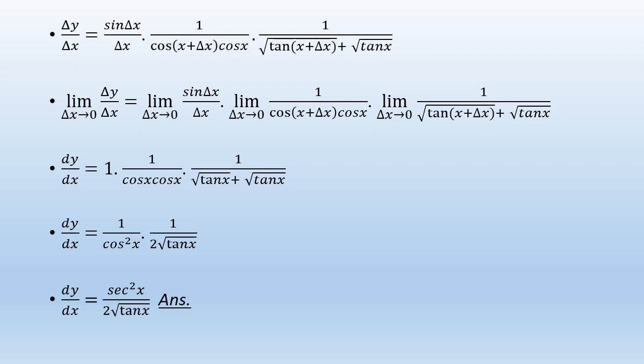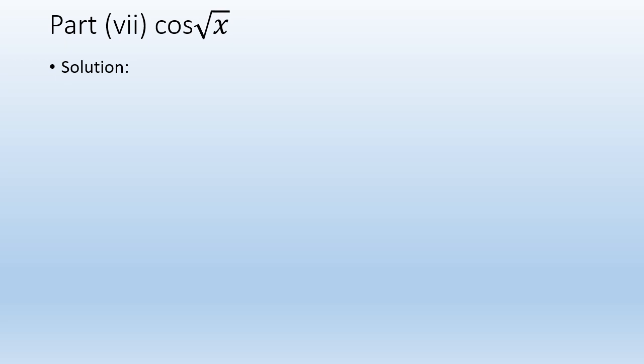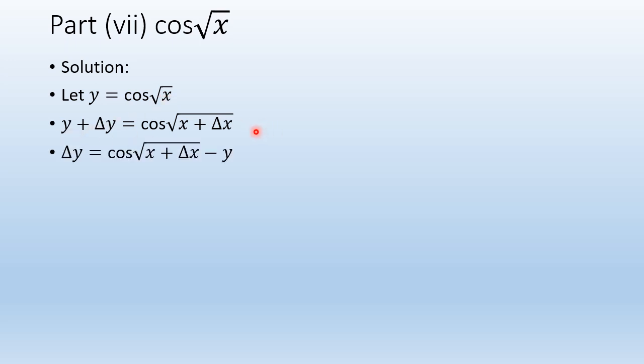Next part. Part 7, cos of under root x. So let's start. Let y equals cos under root x. Replace this y by y plus del y, this x by x plus del x. Bring this y towards here and put y equals cos of under root x.